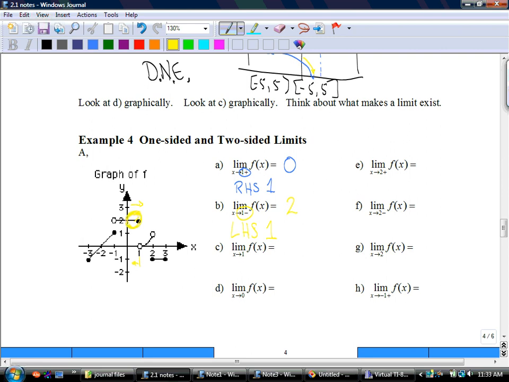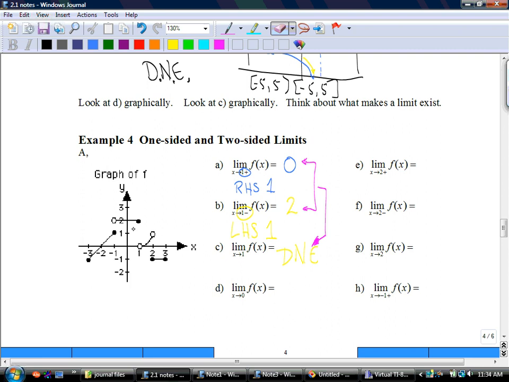Part C says walk from both sides towards 1. Are we walking towards the same number? Are we walking towards the same y value? Are the ants going to meet and say, hey, how's it going? No, you're not. So your answer is going to be does not exist. And the trigger for that is these two numbers don't match. Okay? So if those two numbers don't match, your answer is the limit does not exist. There is no limit.